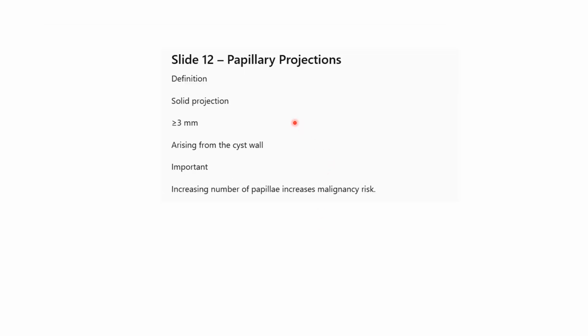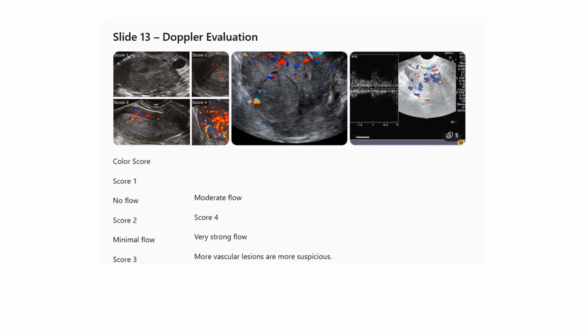Now, papillary projections are defined as solid projections greater than or equal to 3 millimeters arising from the cyst wall. Important: an increased number of papillae increases the risk of malignancy. The higher the number of papillary projections, the higher the chance of malignancy. Now the Doppler evaluation.